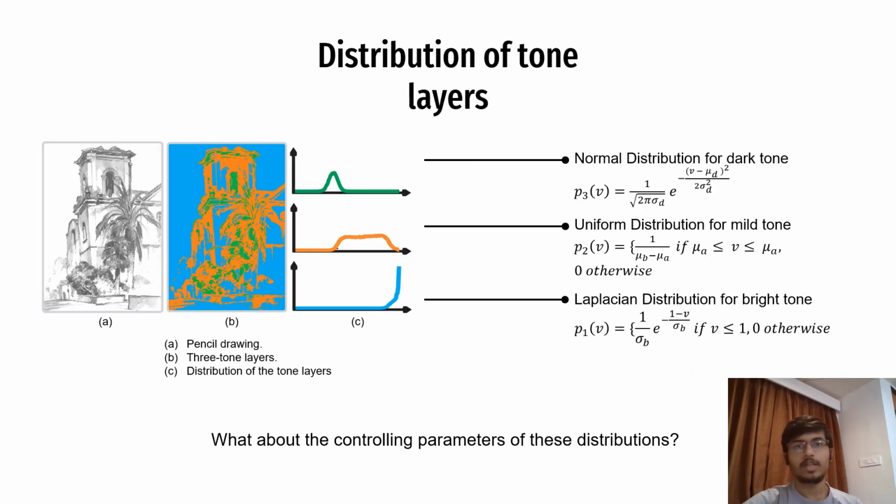So next we delve into the distribution of tone layers. We apply a normal distribution in this dark tone layer. As shown by the equation on the slide, this equation represents a probability density function of a normal distribution. But what about the controlling parameters of this distribution? This is a crucial question that we need to explore further. We also discuss the concept of embellishment for the mid-tone region, which is represented by another equation.